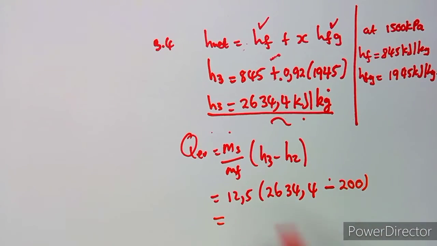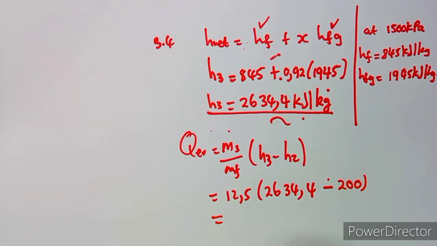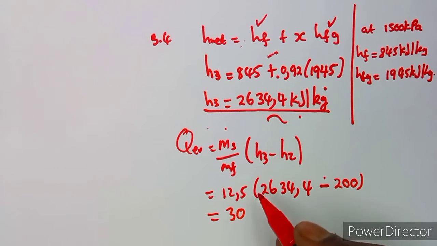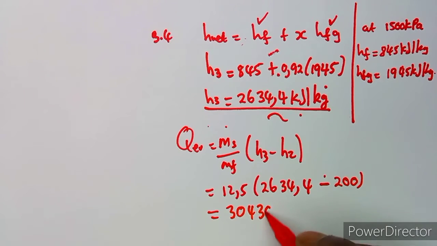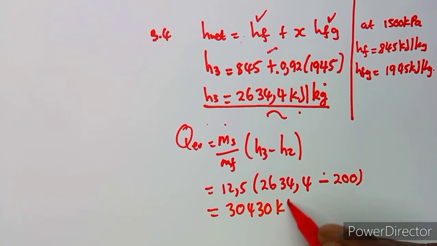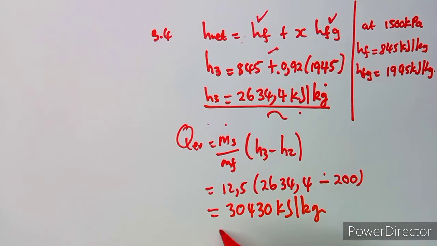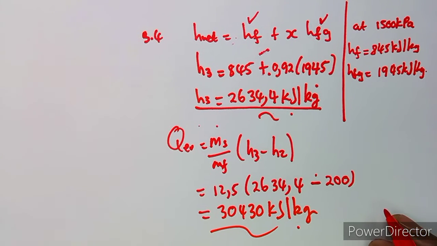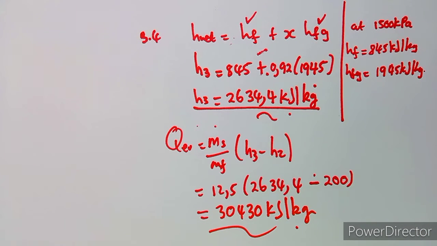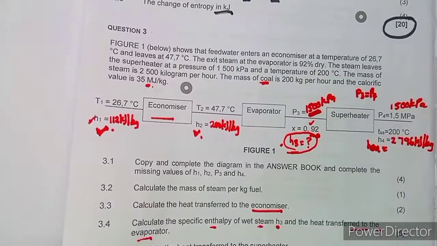Simply like that, you can have your evaporated heat, that is 30430 kilojoules per kg. All right, that's what we have there. So I think it was a little bit direct, I don't know, according to what you said and so forth, but that's what you actually had and what you needed there.